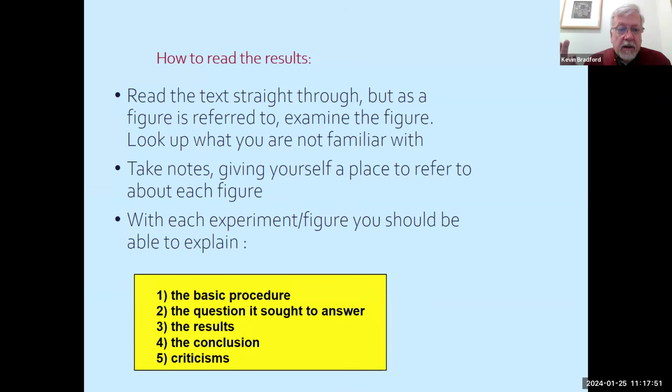These 5 things are: you need to be able to talk about the basic procedure in your own words, the question it sought to answer, what the results were in your own words, what the conclusion is, and note any criticisms. These can be from the experimenters themselves, where they're taking a look at their study and saying, well, there are certain aspects of our study that, maybe we didn't have enough persons allocated to certain groups. Maybe some volunteers in the groups dropped out of the study for whatever reasons, and so we had to reallocate.